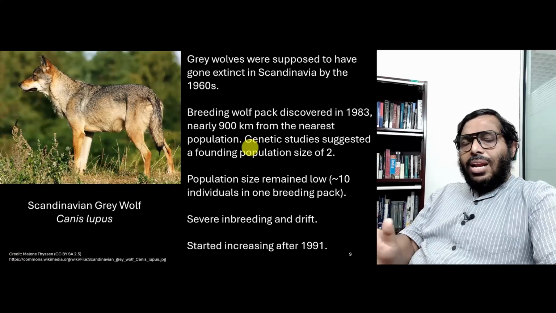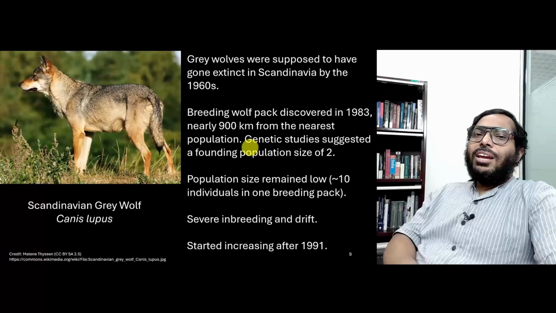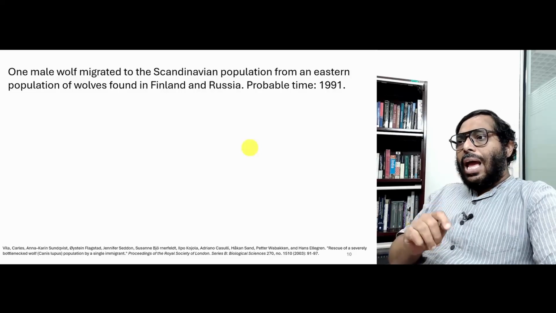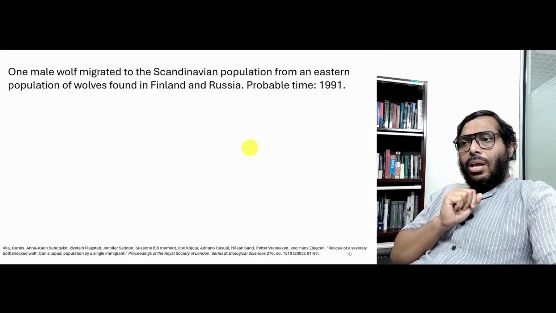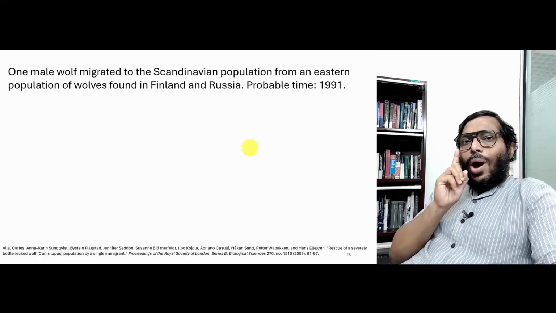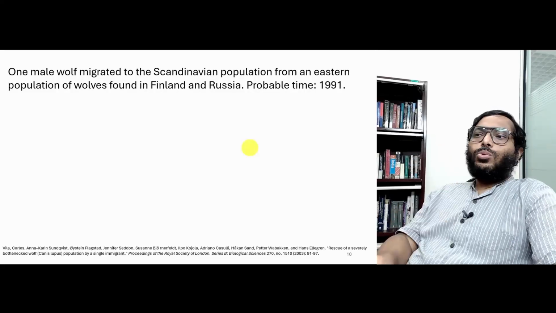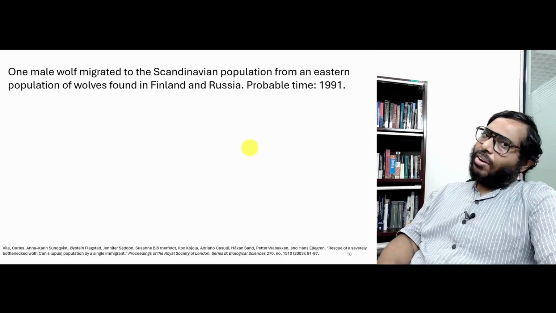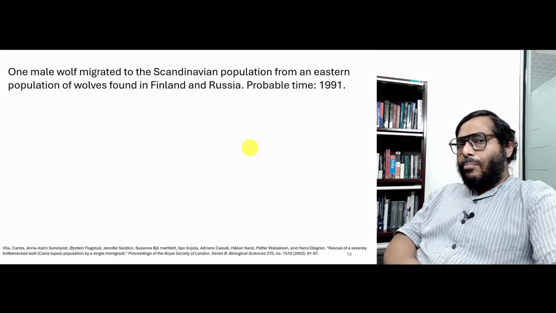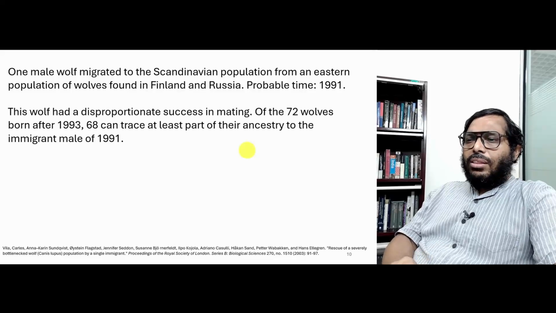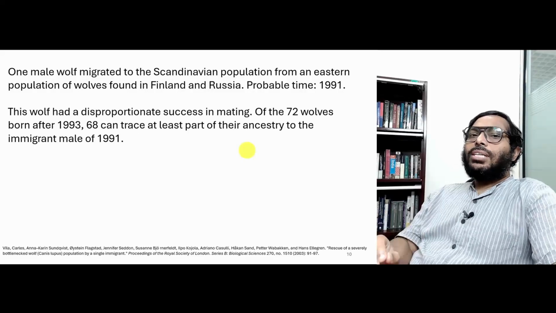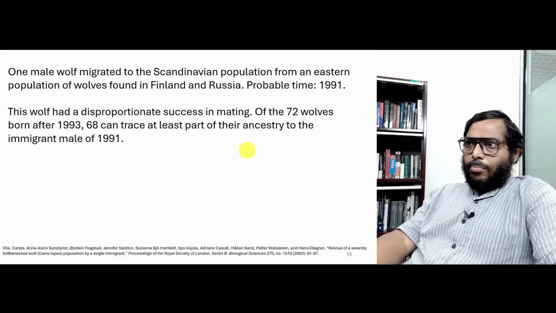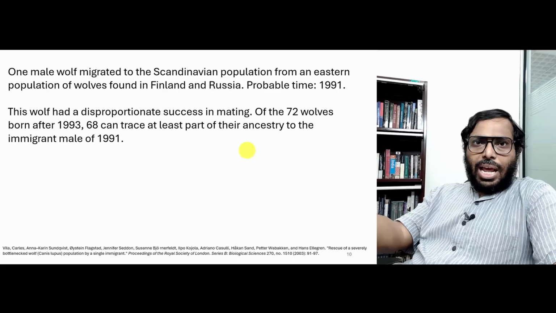Around 1991, their population started increasing, and actually increasing pretty fast. So, it turns out that around 1991, there was exactly one male wolf which migrated to this population from the eastern populations of the grey wolves found in Finland and Russia. And this particular male wolf, as luck would have it, had a disproportionate success in mating. Now, why it had that, we do not know. Maybe it was very vigorous, or maybe those females over there really liked it.